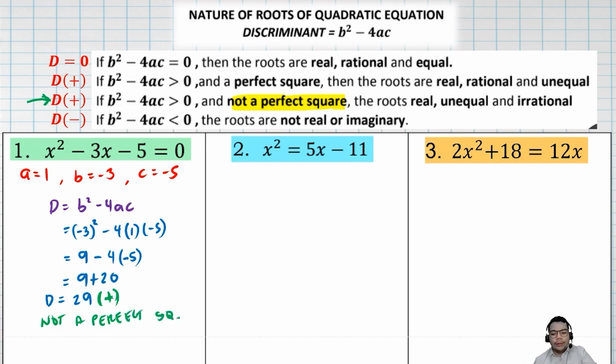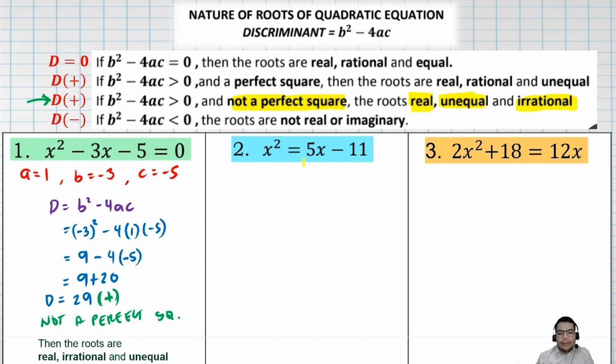Therefore, the nature or the characteristics of the roots will be real, irrational, and unequal. Okay. So, ayan lang yung gagawin natin for the lessons for today. So, we'll have these kinds of example.